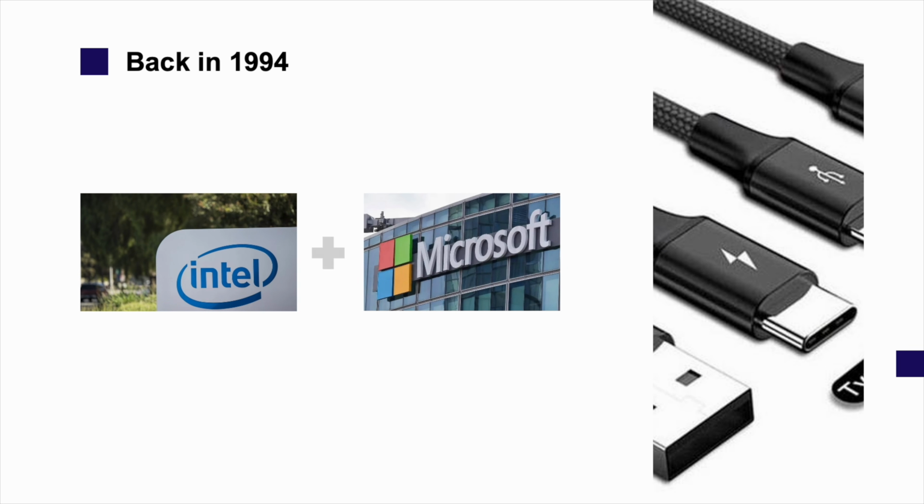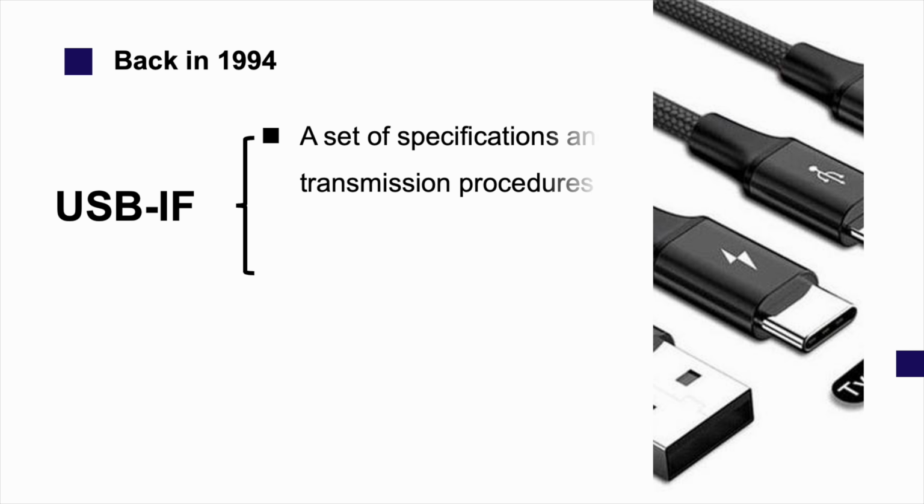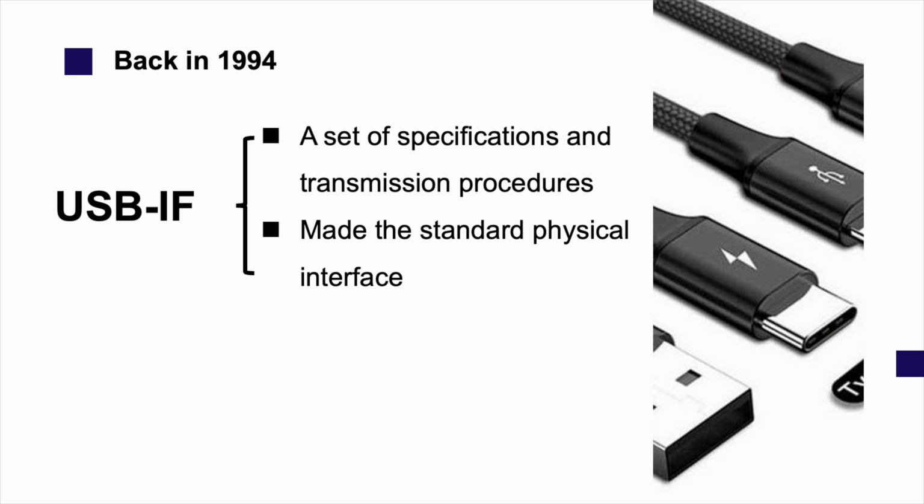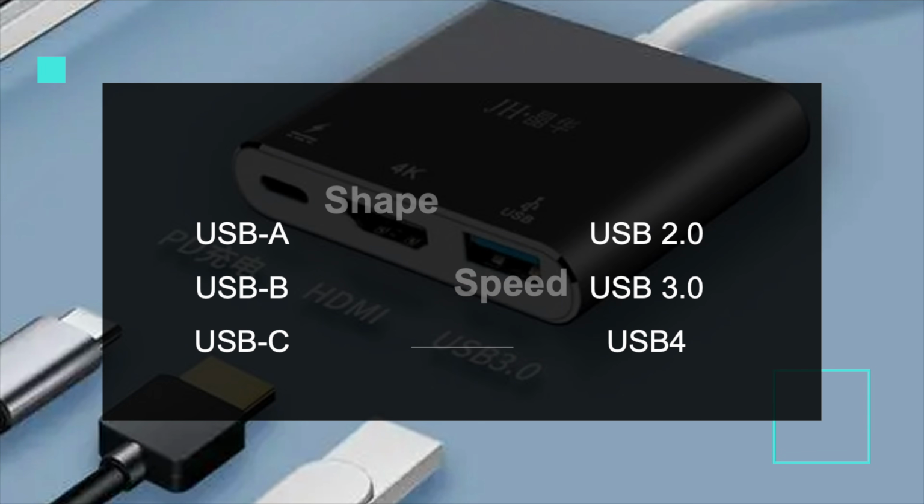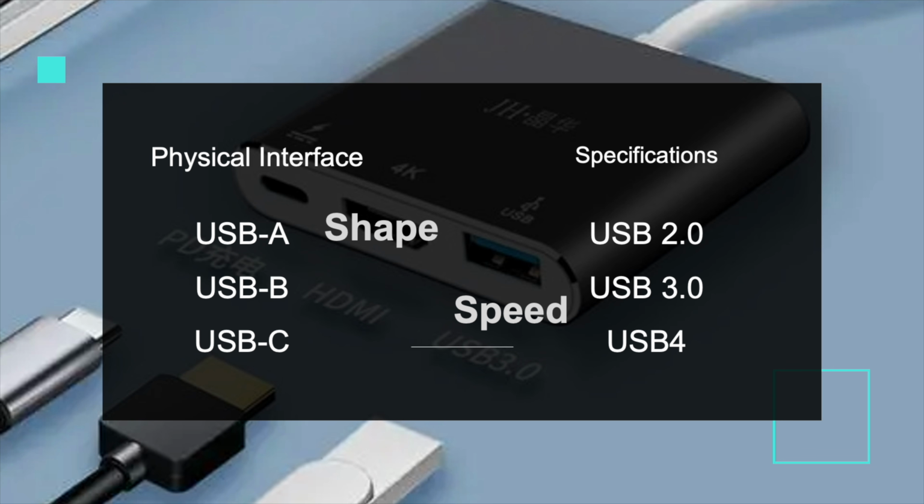Back in 1994, Intel and Microsoft initiated the USB-IF. It developed a set of specifications and transmission procedures for Universal Serial Bus. That's USB. They also made the standard physical interface based on the specification. So the evolution process of the physical USB interface is always closely related to USB specification. But we need to clarify that the USB-C is a physical interface, emphasizing the shape of the interface. And the USB 2.0, 3.0, USB 4 are different specifications of USB standard, emphasizing the transmission speed.